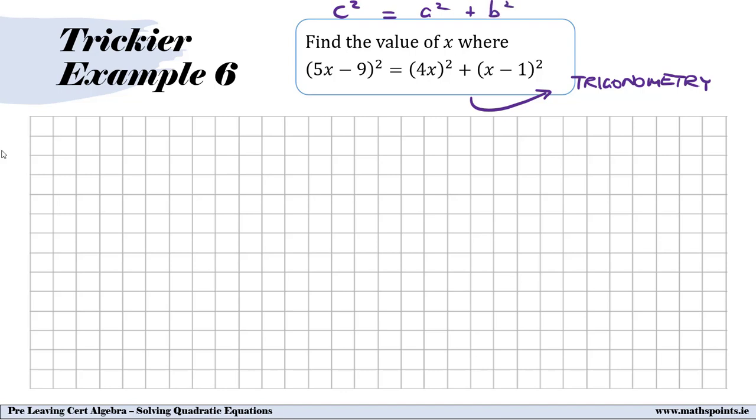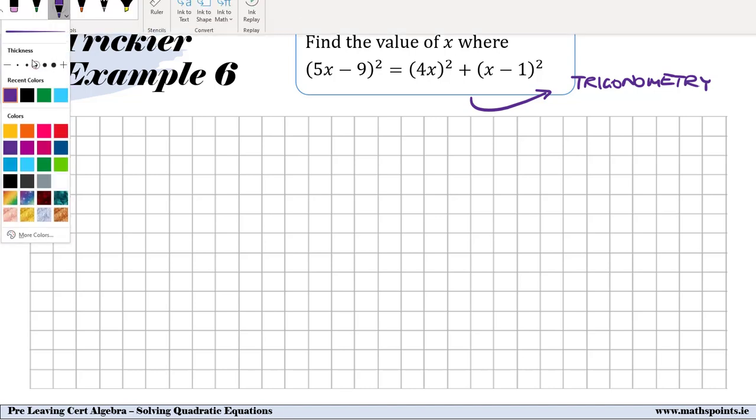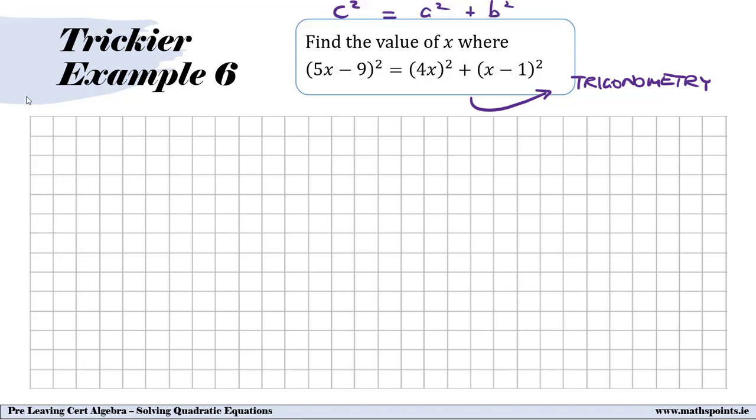But the sides of our triangle in this question were given as algebraic expressions. So what we're going to do is find the value of x by solving this equation. We write down the equation first of all, which is (5x - 9)² = (4x)² + (x - 1)².